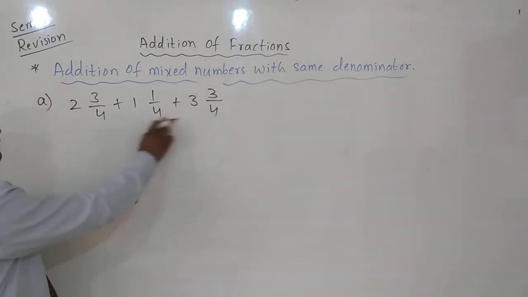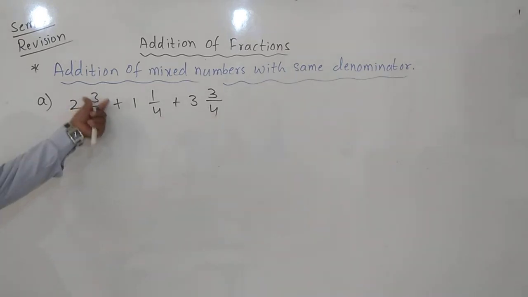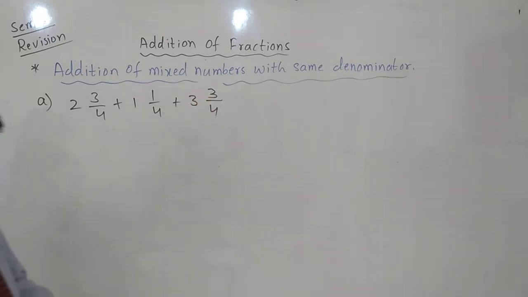See here the denominators are 4, 4, 4. These are the mixed numbers: 2 integer 3 by 4, 1 integer 1 by 4, 3 integer 3 by 4. Now we can add them very easily. Two methods are there.